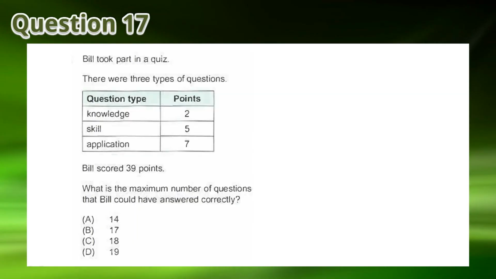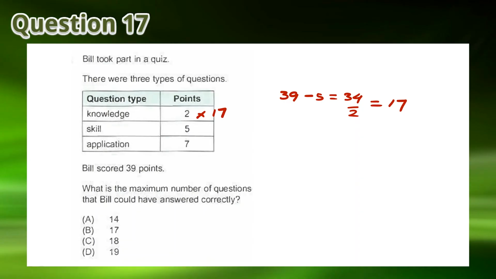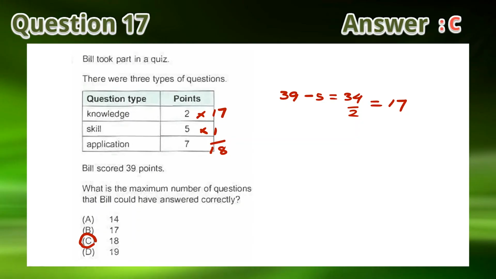To get as many questions correct as possible, Bill needs to get as many knowledge questions, which are worth 2 points, correct as possible. 39 is not divisible by 2. However, he can get a skill question correct, which is worth 5 points. 39 minus 5 is 34. 34 divided by 2 is 17. So Bill can get 17 knowledge questions correct and 1 skill question correct, which is a total of 18 questions. So the answer is C.